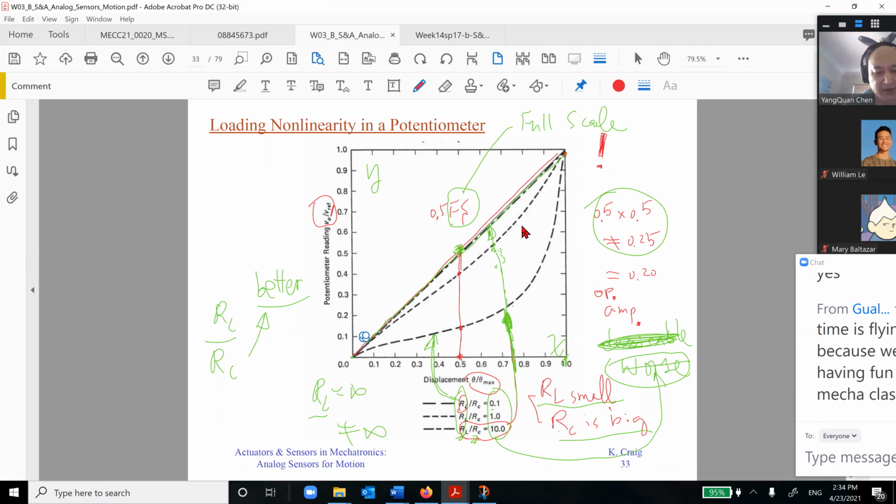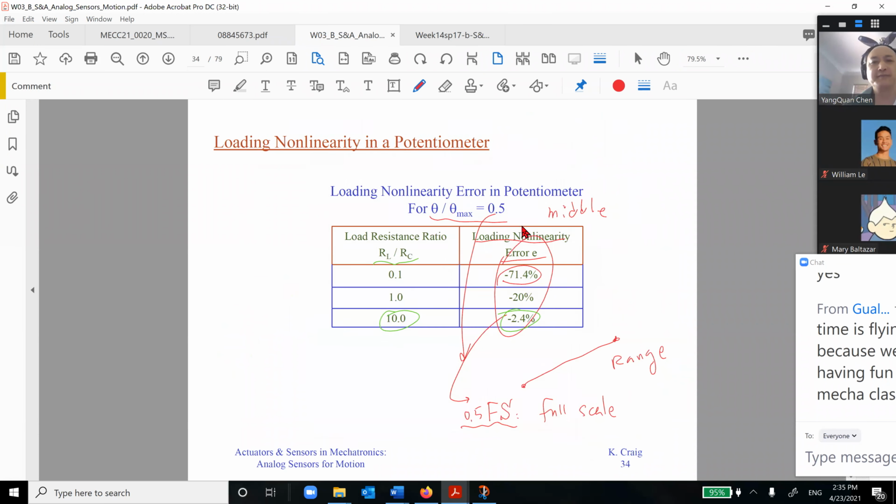Sometimes you can use an op-amp to solve that load effect impedance matching problem, yes, but you increase the cost. You need a power supply for the op-amp. You need the op-amp itself, so it increases the complexity of the circuits.